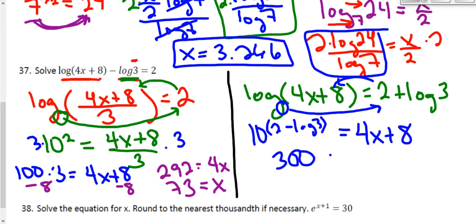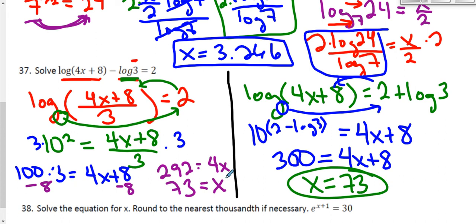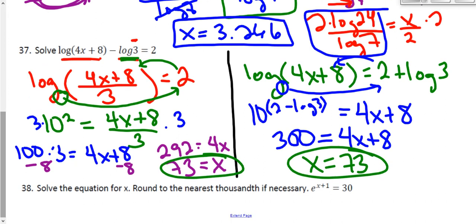Fancy that. So 300 is 4x plus 8, and again, all I have to do is subtract 8 from both sides. I get 292, divide by 4, I get x equals 73. So it doesn't matter which way you begin it, you get the same answer either way. So it's basically up to your comfort level, but using these properties of logs can be absolutely helpful. So if you decide to do that, that is awesome.